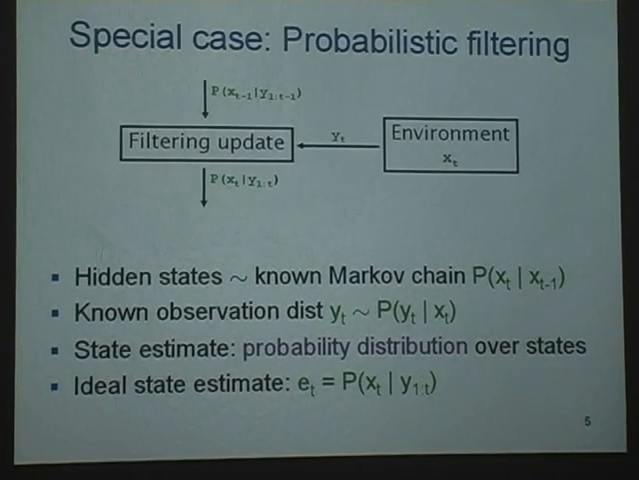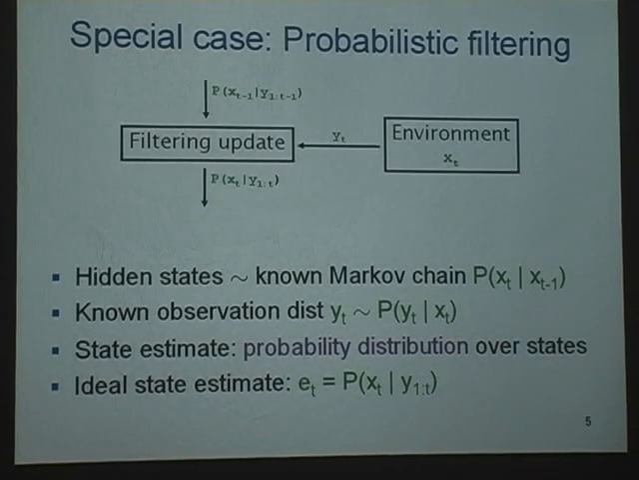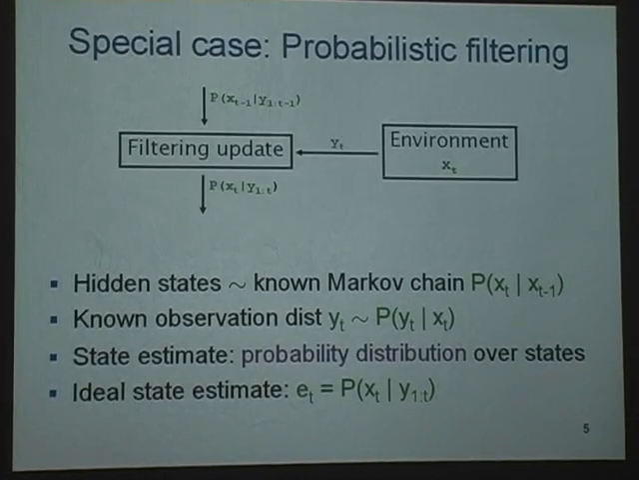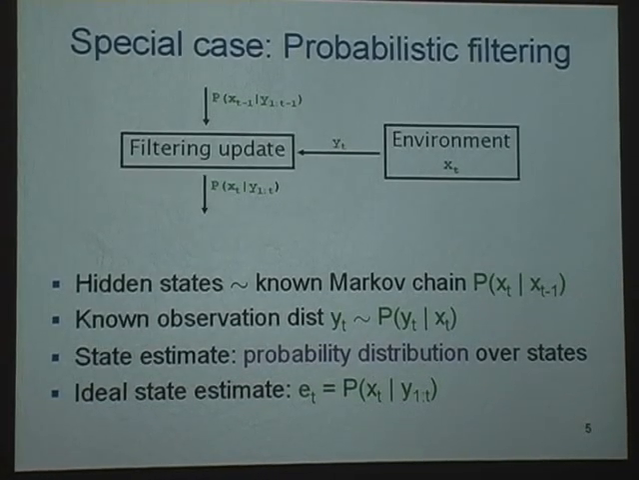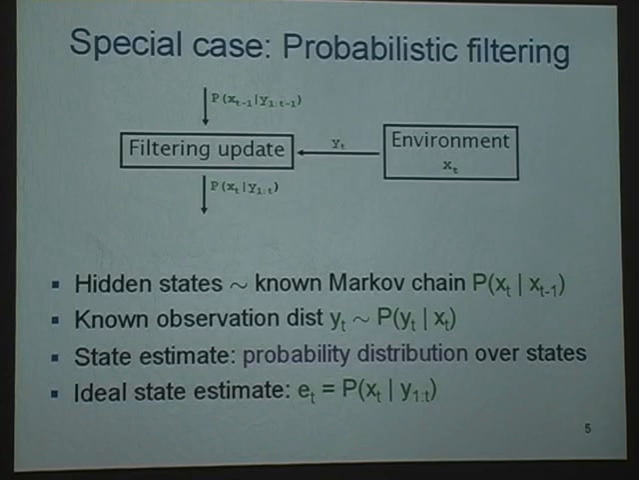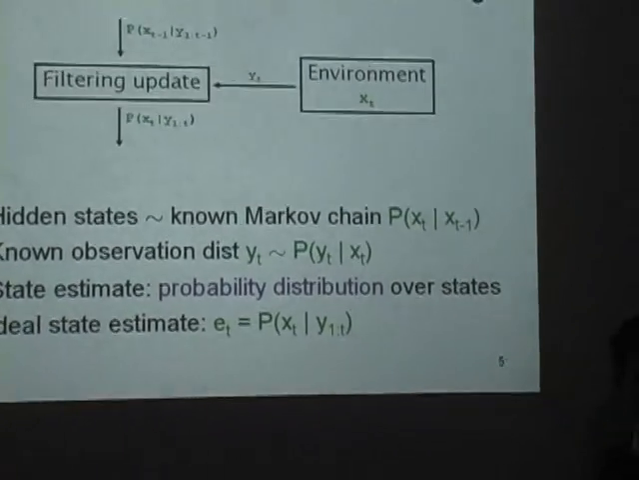So here, we're going to make various assumptions. First, we assume that the environment has a state, xt, which evolves according to a Markov chain, p of xt given xt minus 1. We assume that the observations, yt, depend only on the hidden state at time t, xt. And we assume that what we want as a state estimate is a probability distribution over the hidden state, as opposed to, say, just storing the most likely hidden state. So ideally, we want to have the posterior probability distribution of the hidden state given all the observations so far. And we may or may not be able to achieve this for particular cases, but we would like to at least have an approximation of that.